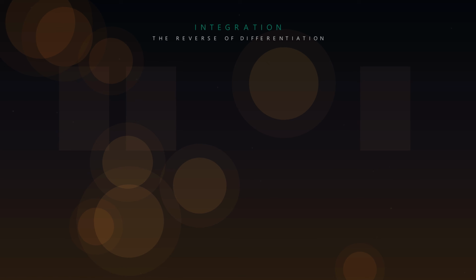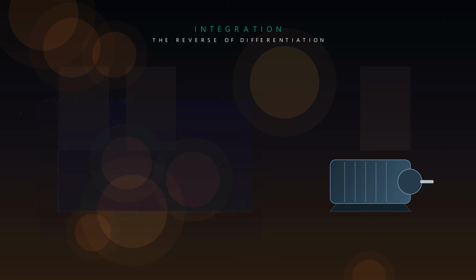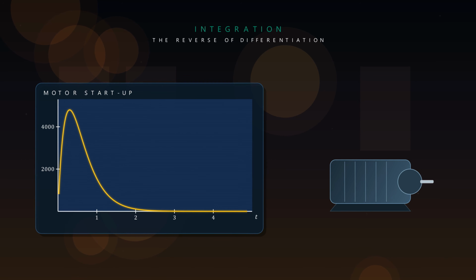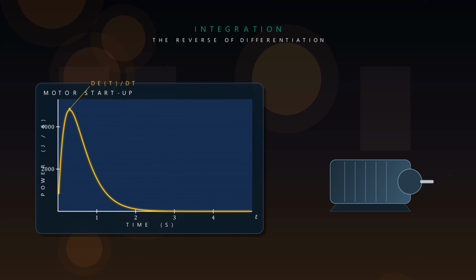Now let's turn to integration, the reverse operation of differentiation. Here is an electric motor starting up. When it first activates, it draws a large spike of power, shown by this yellow curve. The y-axis is power in joules per second, the x-axis is time. This curve is dE of t over dt, the rate at which the motor consumes energy.